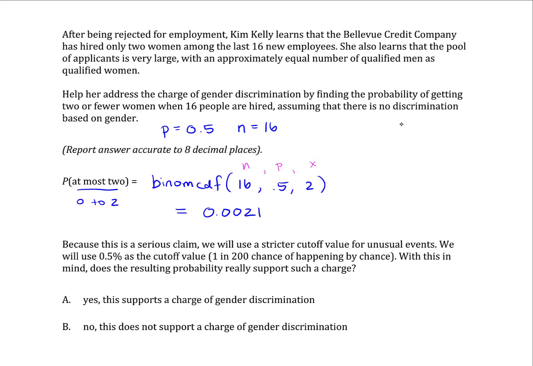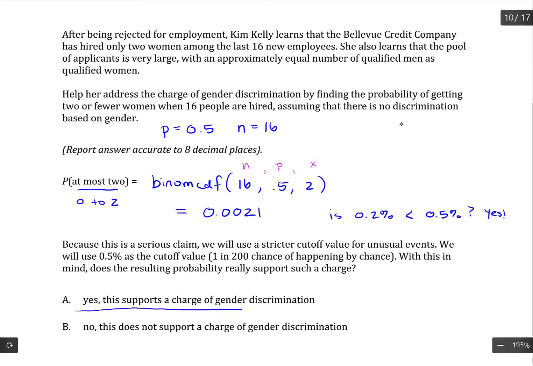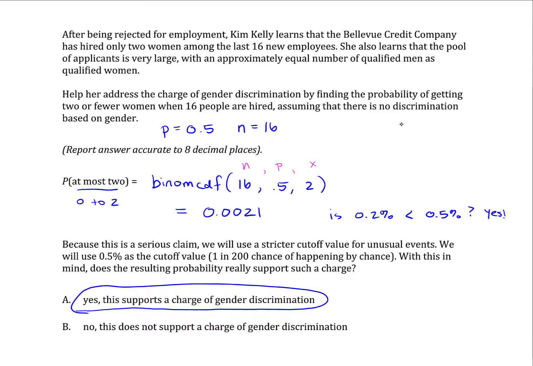So the question is, is our probability smaller than the cutoff? I'll change this to a percentage, so 0.2% less than the cutoff value, which is 0.5%. Well, it is. So yes. So what that means is because that's smaller than the cutoff value, then this does in fact support a charge of gender discrimination.